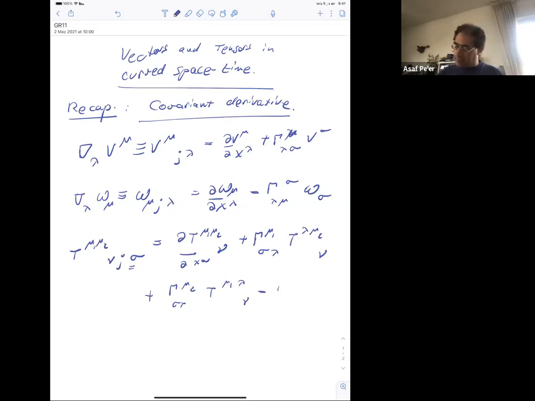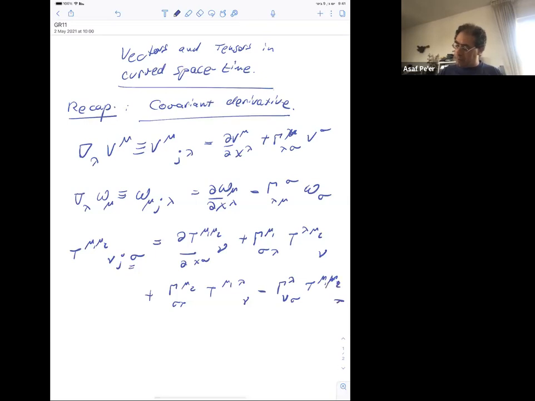And then a minus gamma. Now the dummy index will go up, and the index that we are taking the derivative of will go down into the gamma. So it will be a sigma, a nu, and then a sigma, and then T, mu1, mu2, lambda.